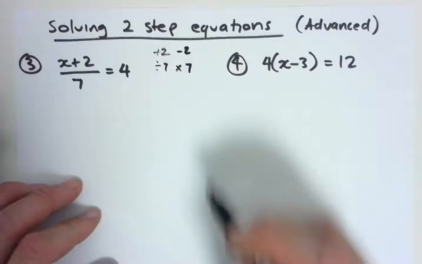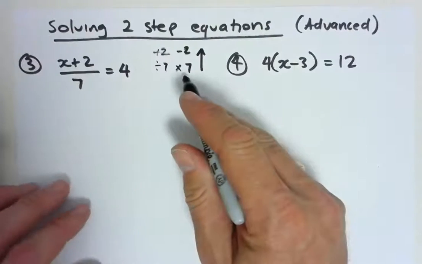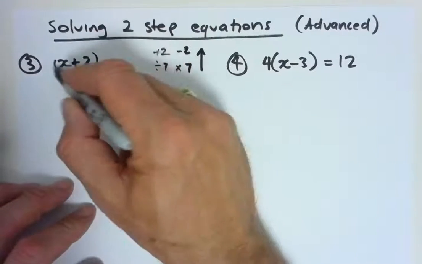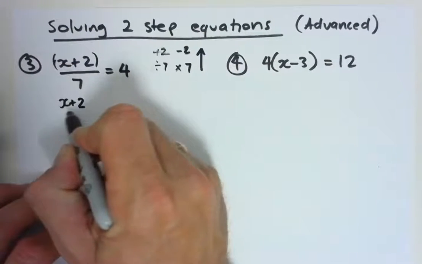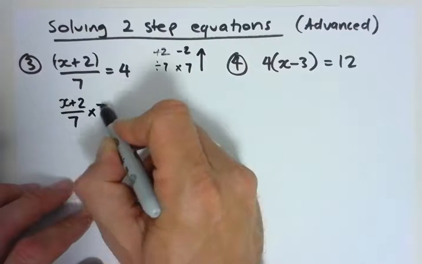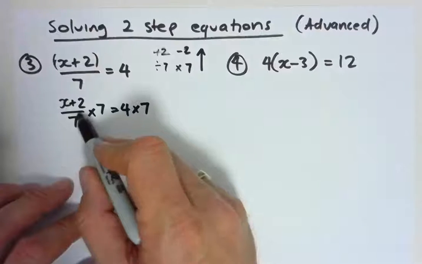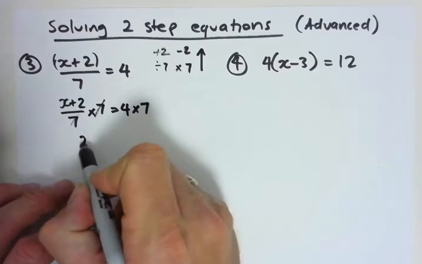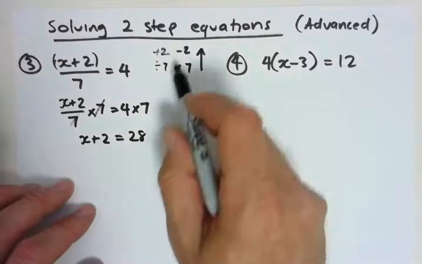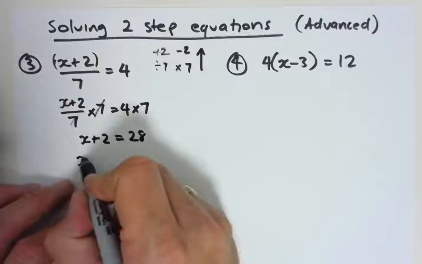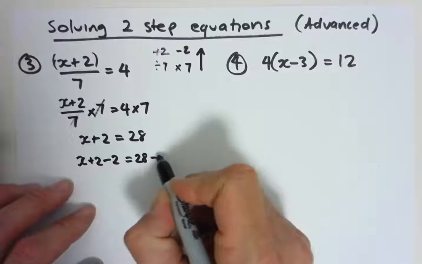Subtract 2, get that. Okay, so our first undoing, remember we go from bottom up, is we're going to multiply by 7, remembering this can be treated like a bracket up there. Okay, so we rewrite it. x plus 2 divided by 7 times by 7 equals 4 times 7. Alright, so we see that the 7s cancel out, which leaves us x plus 2 equals 28. Now we're going to do our subtracting 2 undoing, so x plus 2 minus 2 equals 28 minus 2.